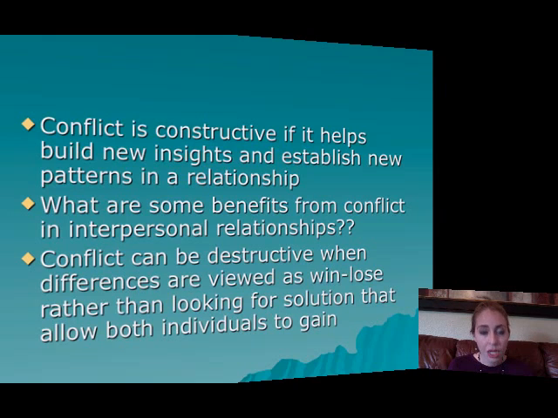Now, on the other side of that, conflict can be destructive when differences are viewed as win-lose rather than looking for a solution that allows both individuals to gain. And we're actually going to look at all of the different options for the win-lose in just a minute. So we'll get into that in more detail. But if we remember, we're trying to think of this as a problem to be solved, not a battle to be won. So if we're thinking, I have to win and you have to lose, that makes conflict destructive because we're not collaborating, we're not cooperating, we're not working together for something where we both benefit in the end.